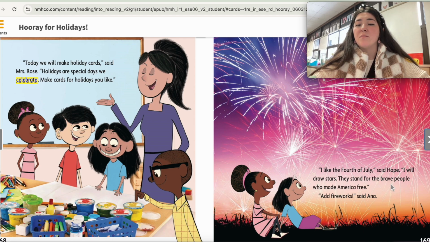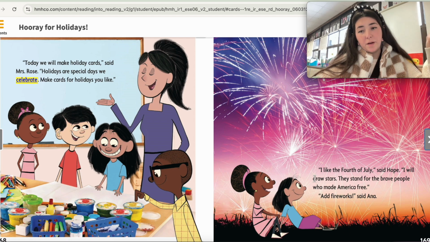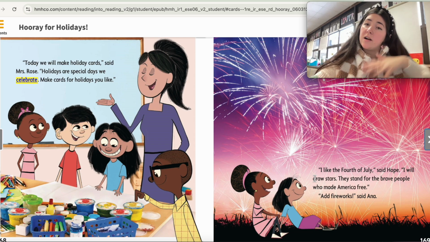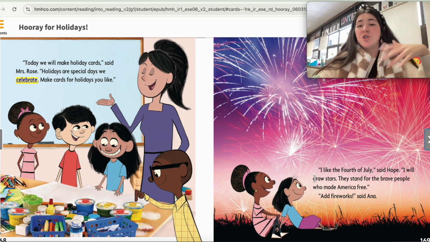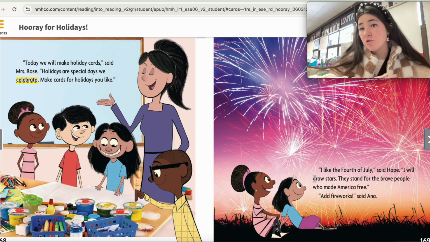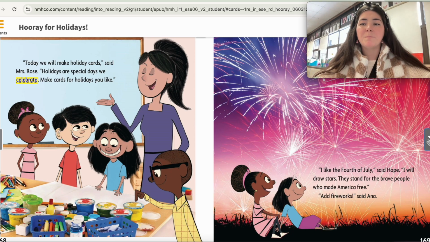They stand for the brave people who made America free. "Add fireworks," said Anna. So one person is deciding, Hope is deciding that she's going to make her holiday card on the 4th of July because she thinks that it's awesome because it stands for brave people who made America free, like soldiers for us. So she's going to draw stars to represent that.